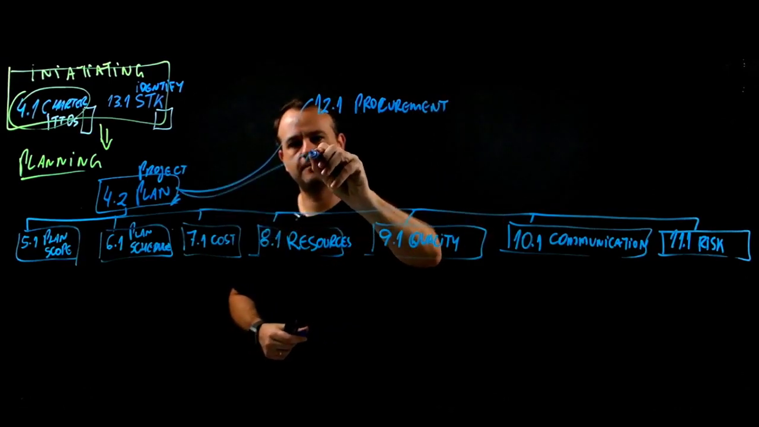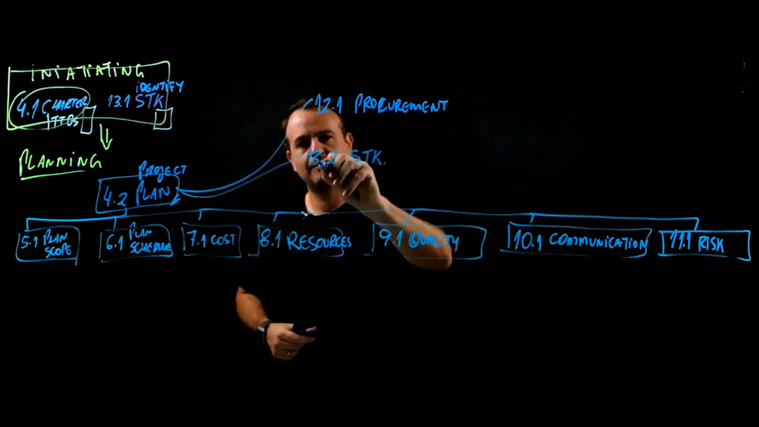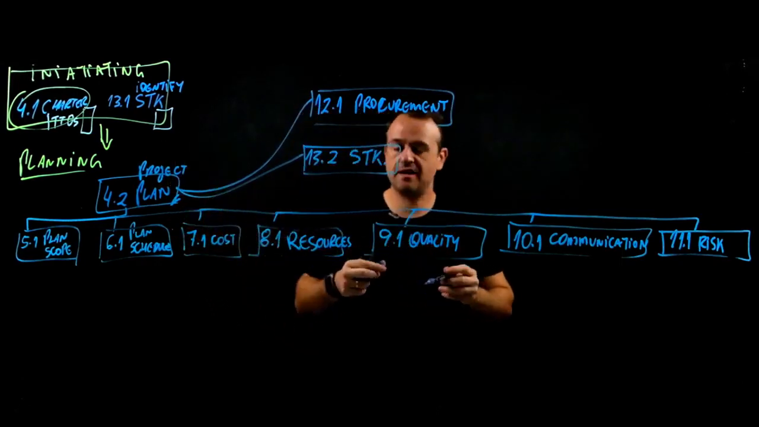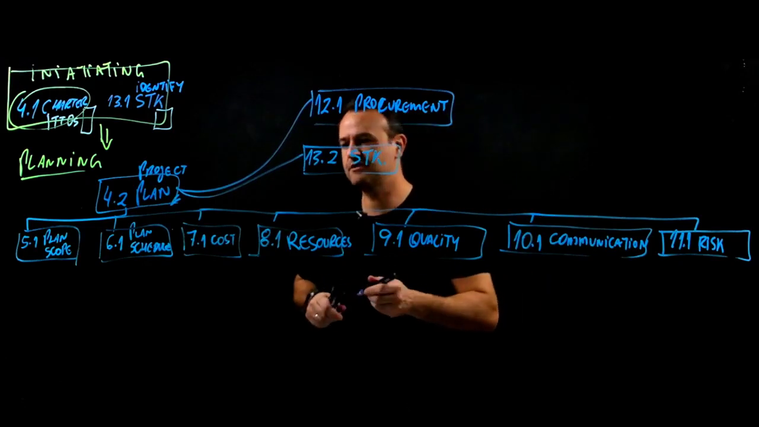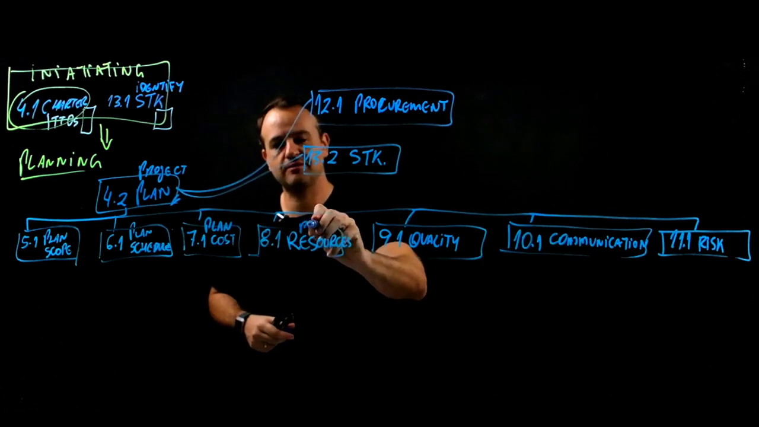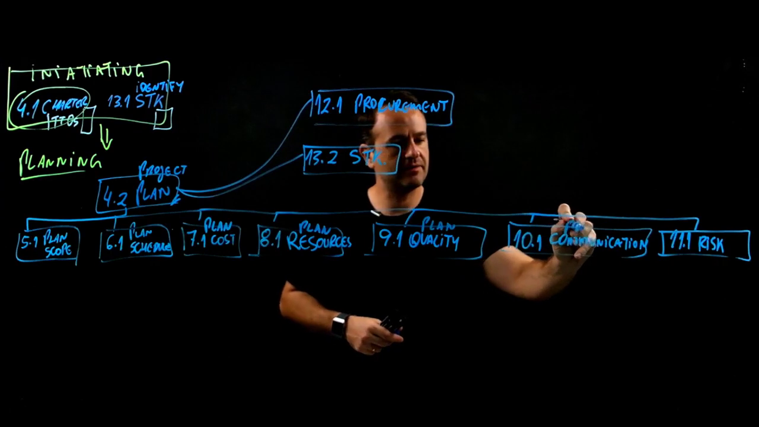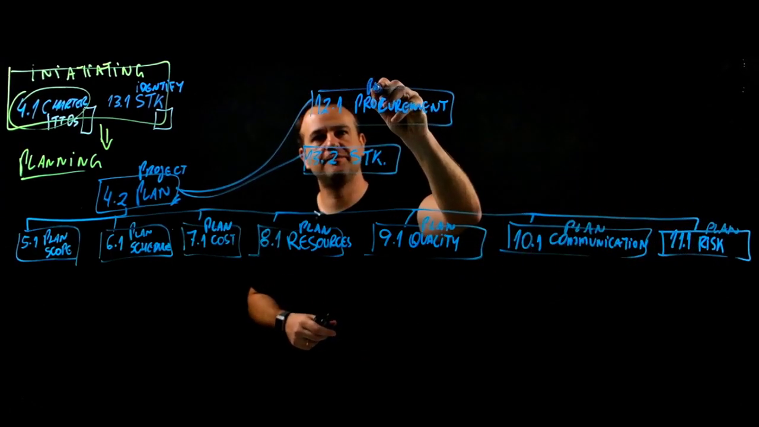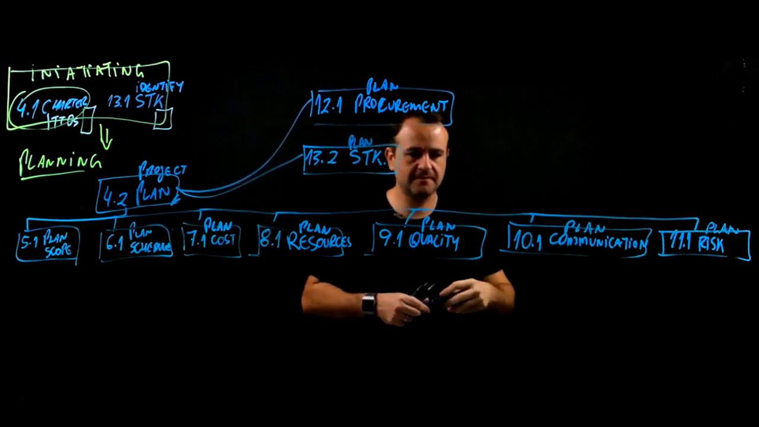And 13.2, plan stakeholder. Pay attention that this is 13.2 because we already have 13.1, which is identify stakeholders. So each of these processes is plan. Plan scope, plan cost, plan resources, all of that. Plan quality, plan communications, plan risk, plan procurement, and plan stakeholder engagement.